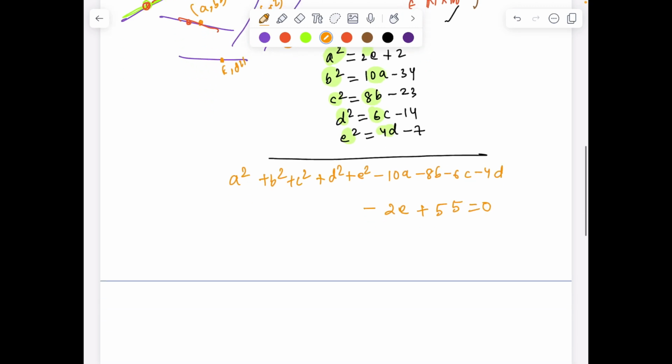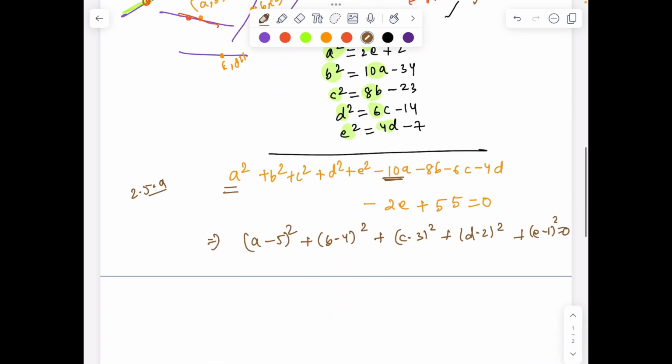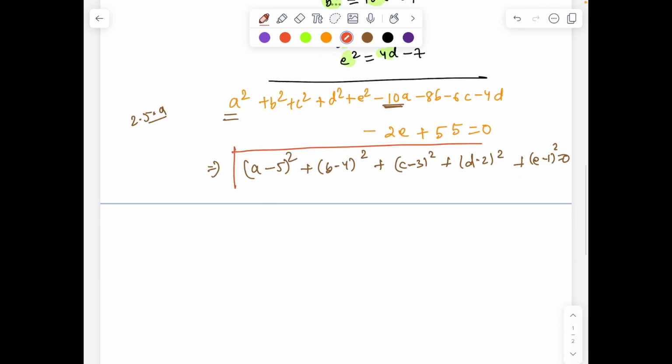And now there's nothing much to do, we can just make perfect squares over here. So we'll have (a minus 5) whole square. Looking at a square minus 10a, it demands 2ab, so 2 into 5 into a, plus similarly (b minus 4) whole square plus (c minus 3) whole square plus (d minus 2) whole square and plus (e minus 1) whole square. And since we know a, b, c, d, e are real, that is very important, because if that condition is not mentioned, there will be infinitely many solutions. So the only way in which the sum of squares will die is when all of them die individually. Hence the answer to this problem is fixed.